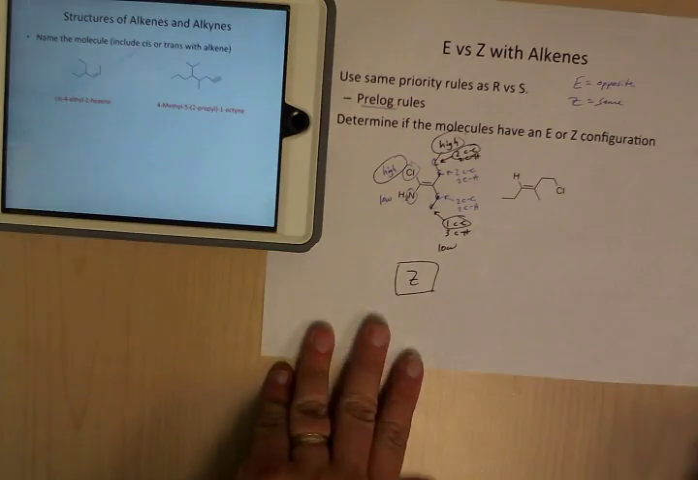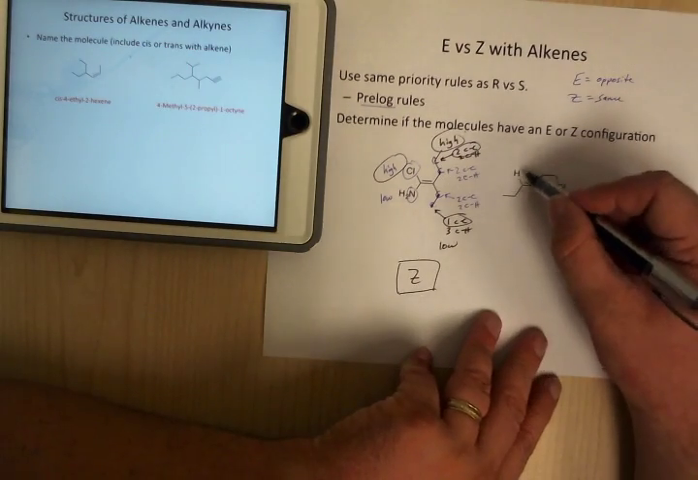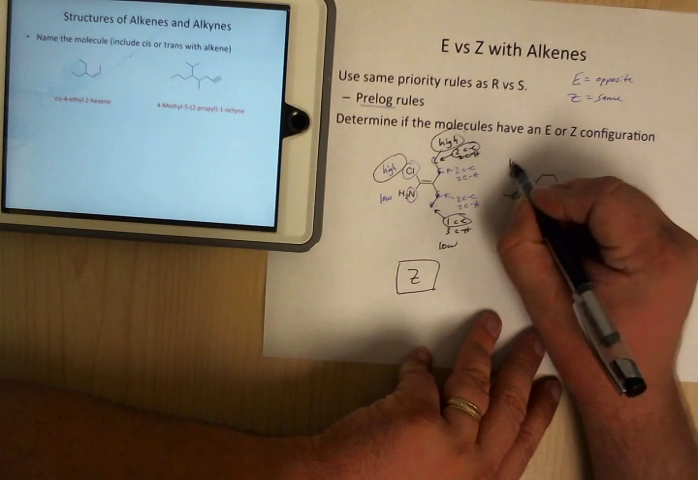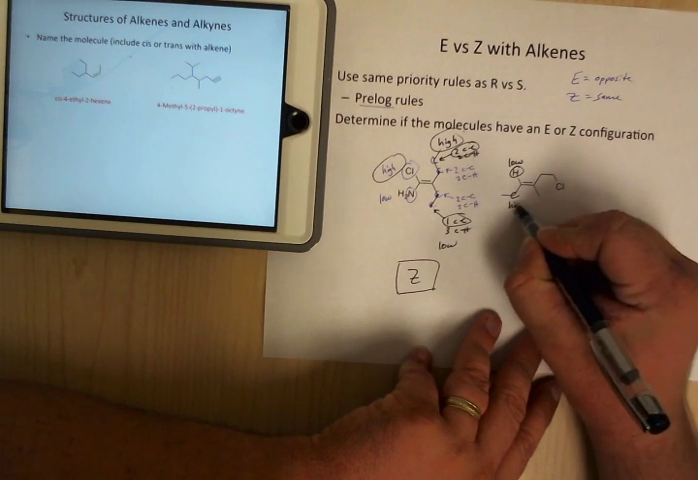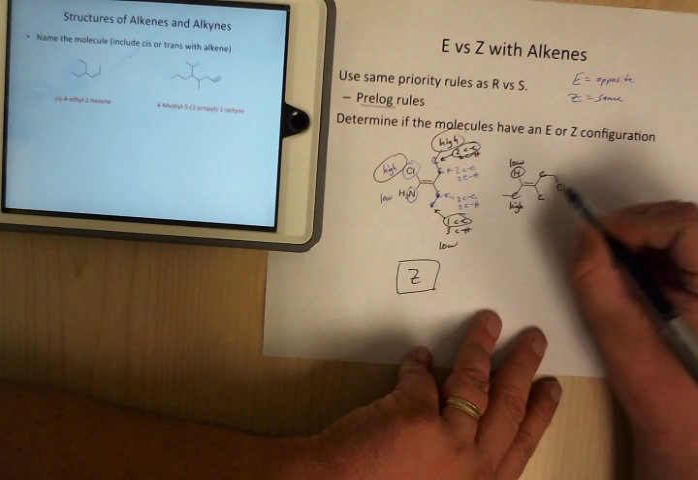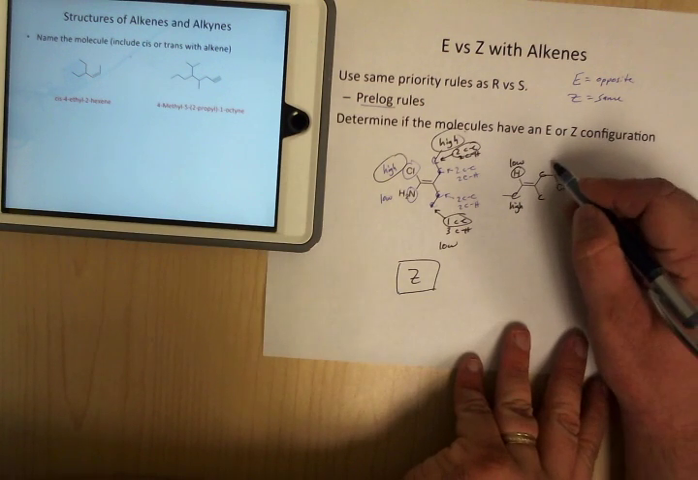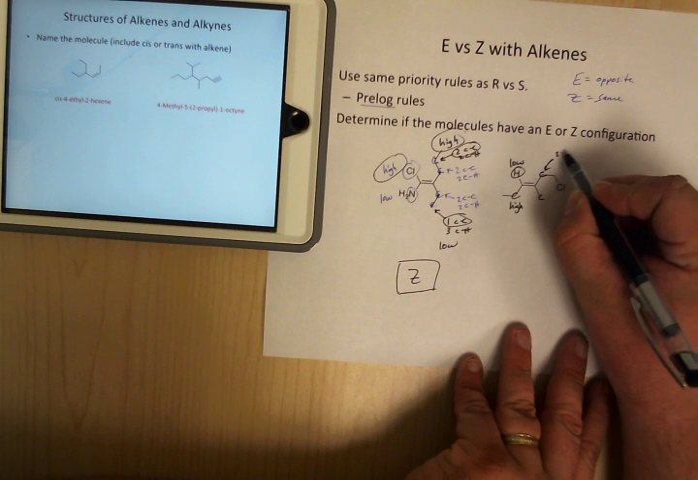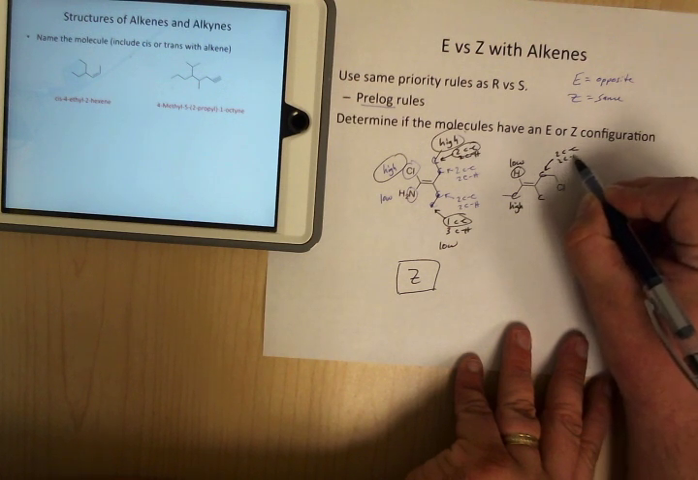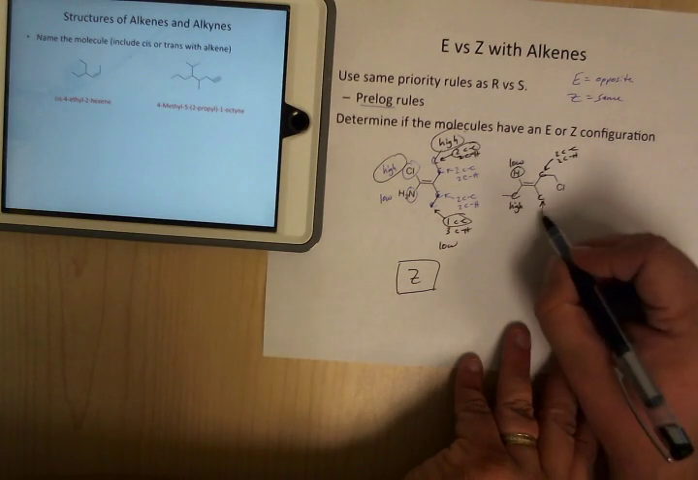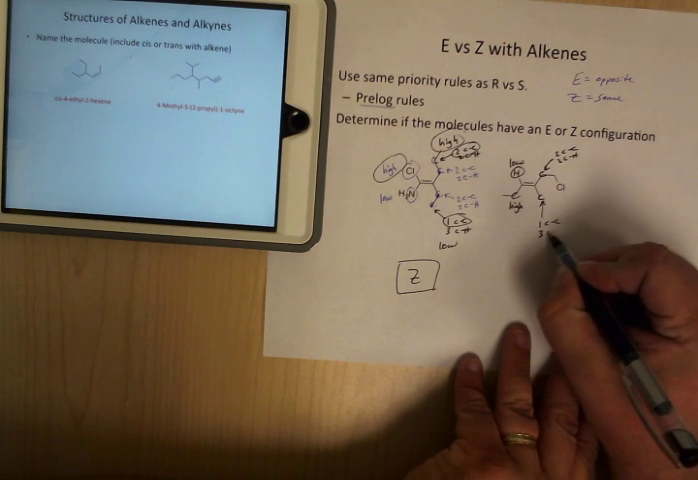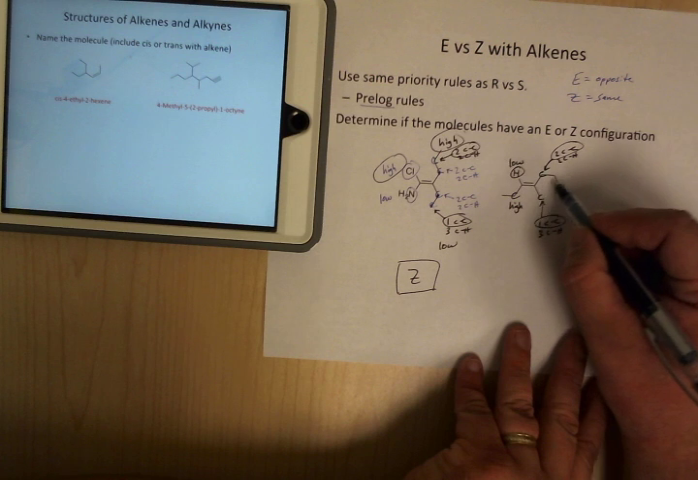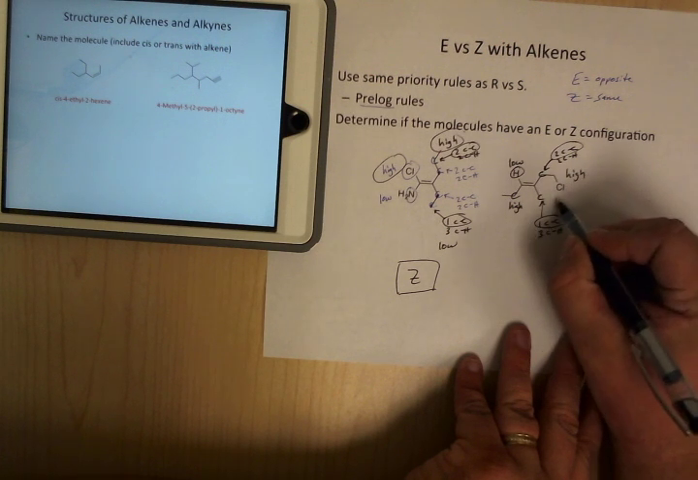So for here, we have hydrogen versus carbon, so this is going to be low, this is going to be high. Again, we have carbon-carbon. So it's 2 carbon-carbon versus 2 carbon-hydrogen. This one only has 1 carbon-carbon versus 3 carbon-hydrogen. So it's 1 versus 2. So this is the high, this is the low.